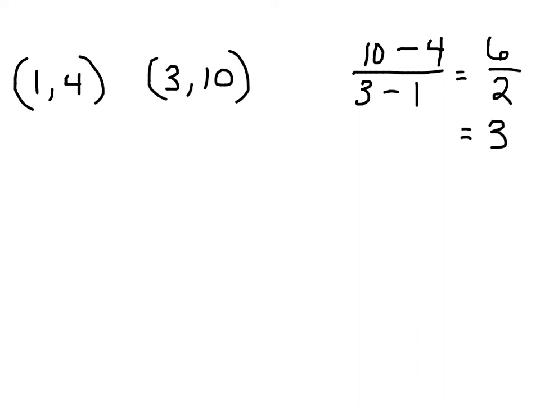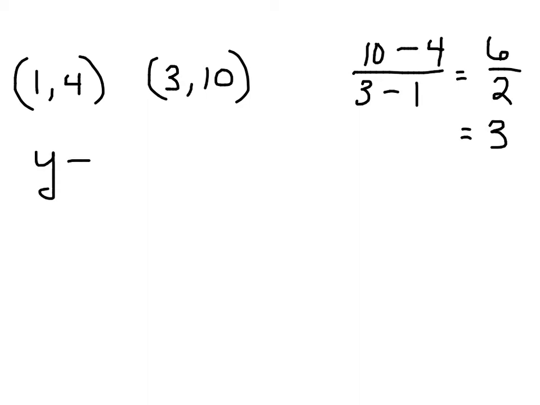And now that I've got the slope, I need you to pick one of the ordered pairs. It does not matter which ordered pair you choose. Either one should give you the right answer. You just have to pick one. Do you want to use the (1, 4), or do you want to use the (3, 10)? (1, 4).